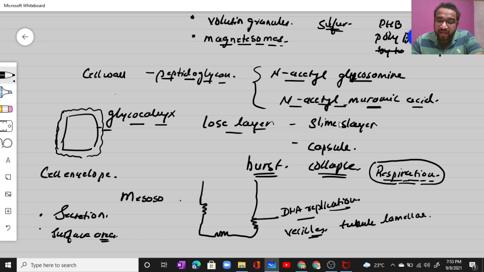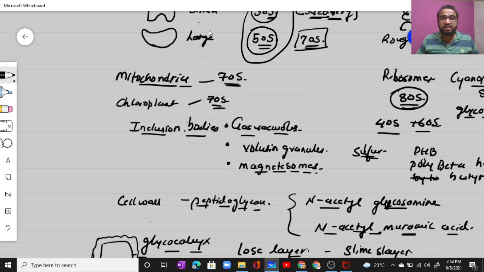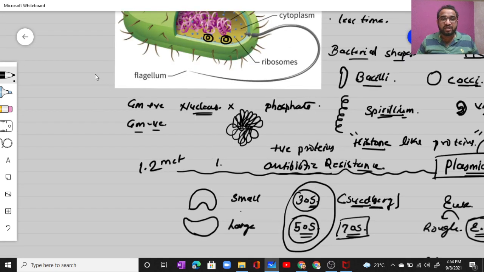In some prokaryotes, like some cyanobacteria which carry out photosynthesis, it is found that these mesosomes extend and form a structure called chromatophores, and inside these chromatophores the pigments for photosynthesis are stored. So it contains the pigments. And now the last point in the prokaryotic cell, let us go to the diagram. So we have the structure in the diagram which will give us an idea.